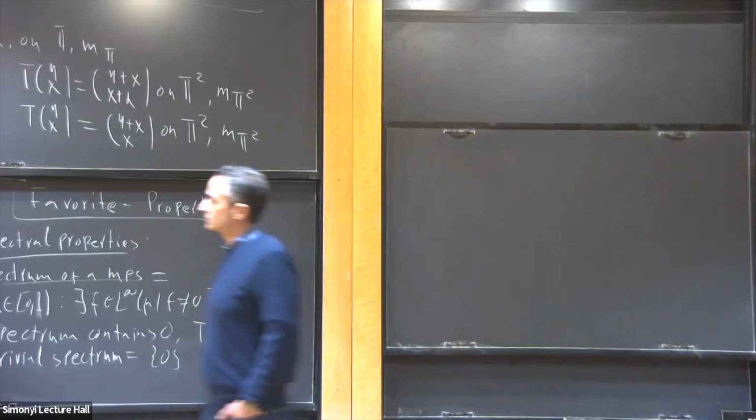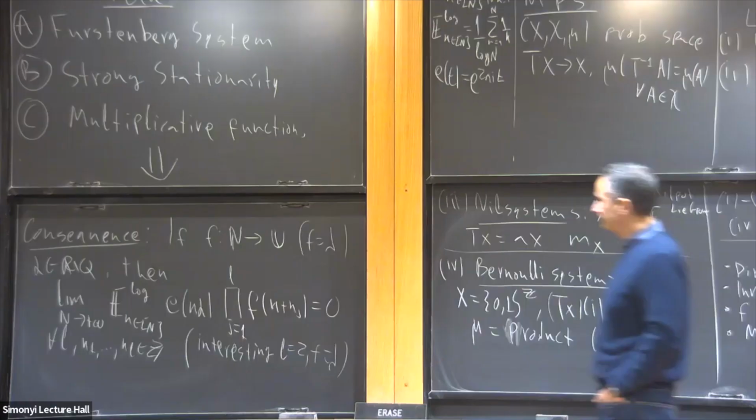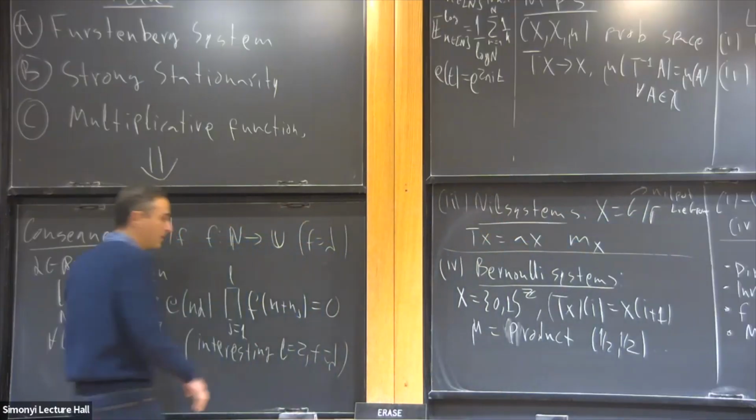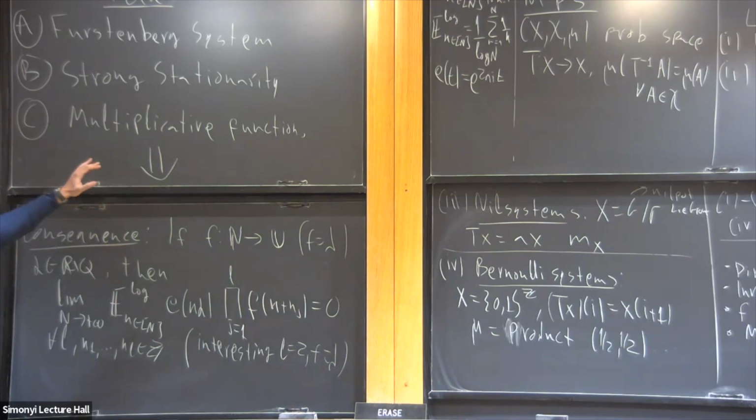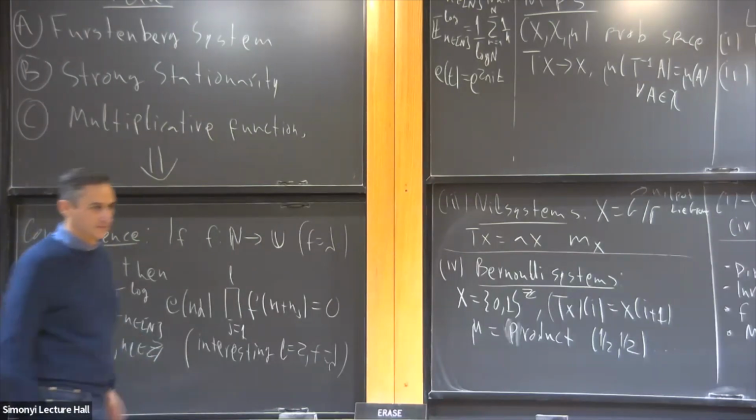I mentioned this because, for example, this property will come out of the fact that Furstenberg systems of multiplicative functions have trivial irrational spectrum. Once you prove this, you get that. Okay.